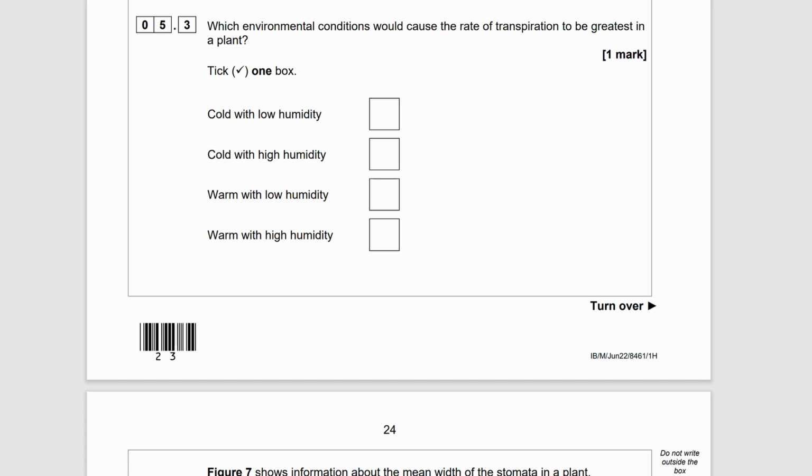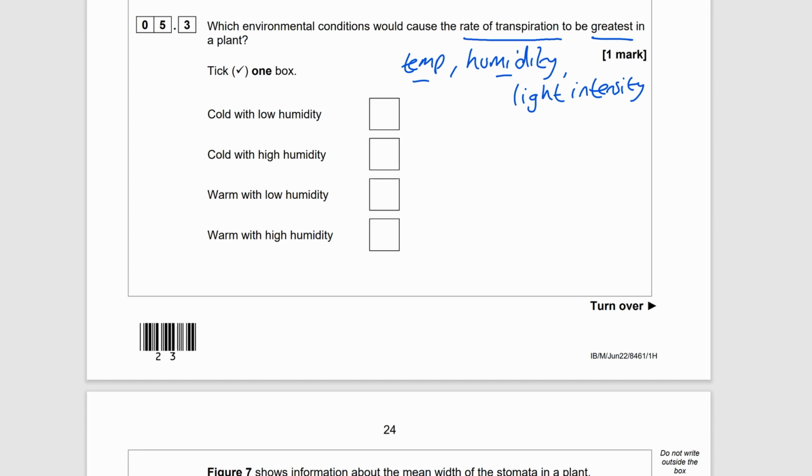5.3. Which environmental conditions would cause the rate of transpiration to be greatest in a plant? So how quickly is this water moving and being lost? So our factors that affect the rate of transpiration, 3 of them: temperature, humidity, light intensity are the 3 big ones. So if we look carefully at our options, they're talking about temperature for the first one, and they're talking about humidity for the second one.